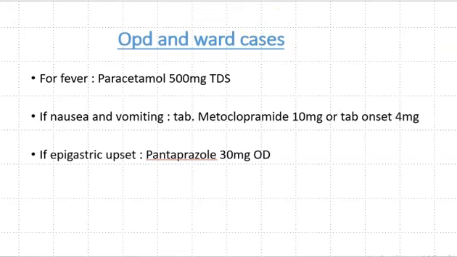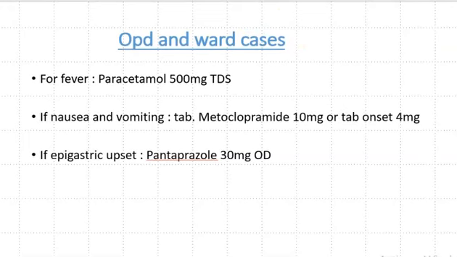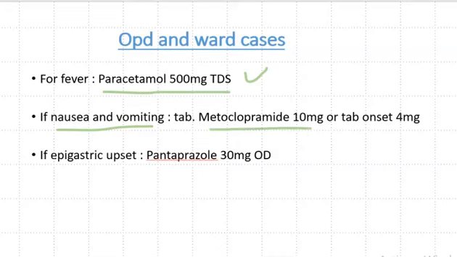Next, the patient has fever. How would you manage a fever in pregnancy? You can safely give paracetamol 3 times a day. If she has nausea and vomiting, you can give metoclopramide 10 mg 3 times a day, or tablet ondansetron 4 mg BD or TDS. If the patient has gastric upset, you can give pantoprazole, a PPI, which can be given safely. So this is just for the case of mild to moderate typhoid.